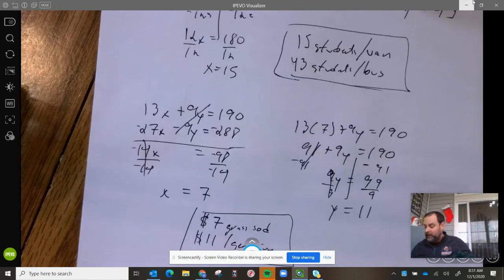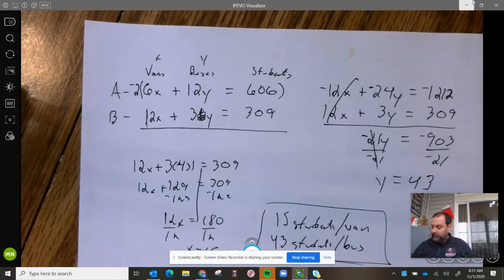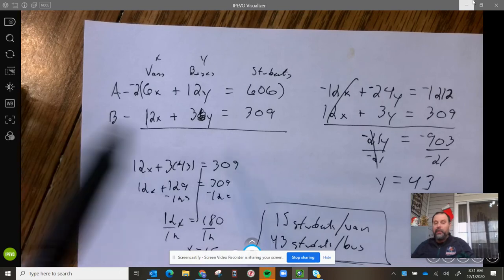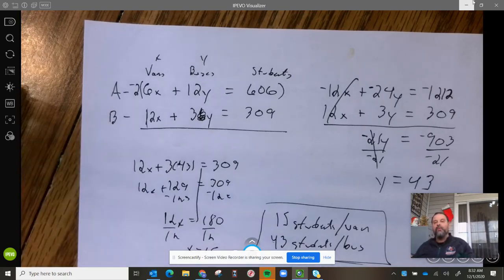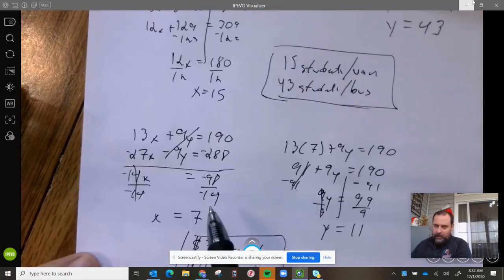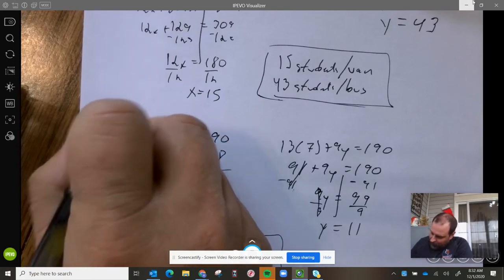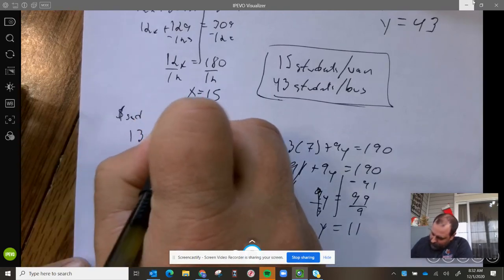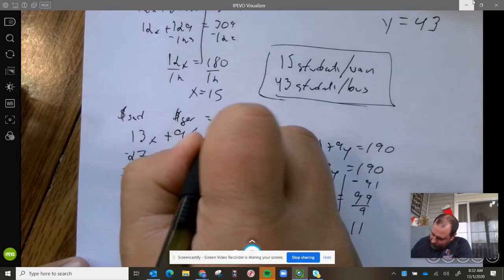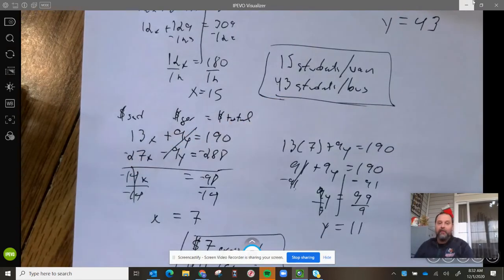Okay, so the solving, these two parts we did are nothing different. The writing is what's new today. How do I write those to make sense out of the information that was given to me? Here we had vans, buses, students. Here this was the sod cost, the geranium cost, and this was total cost. So that one will often come about, where you have cost of things. So it's the cost of one plus the cost of the other equals the total cost.